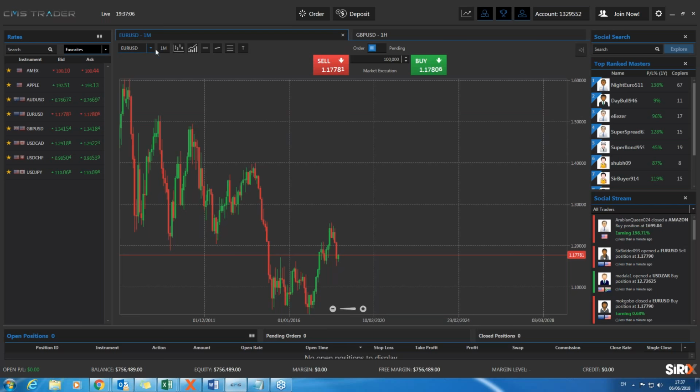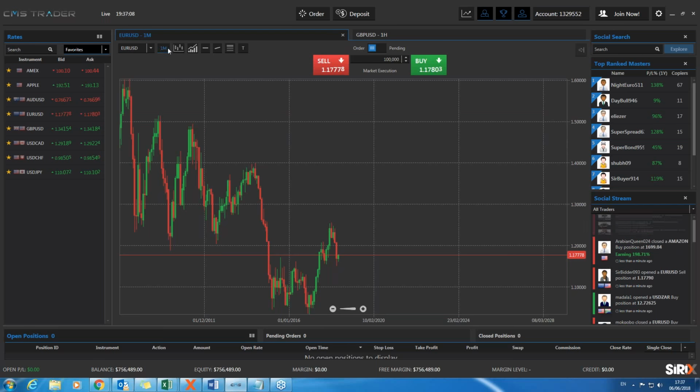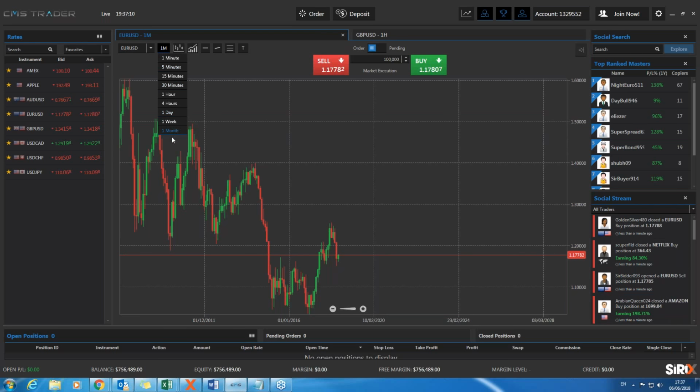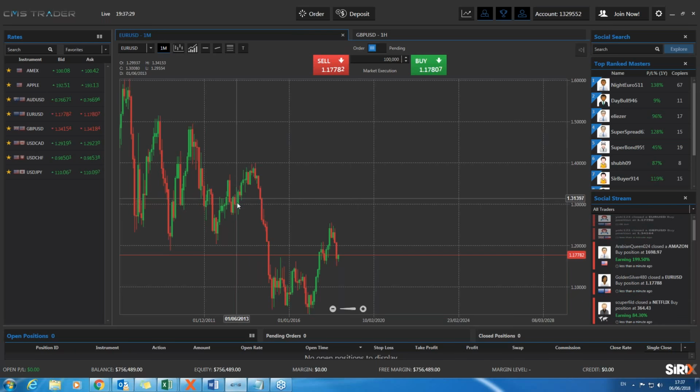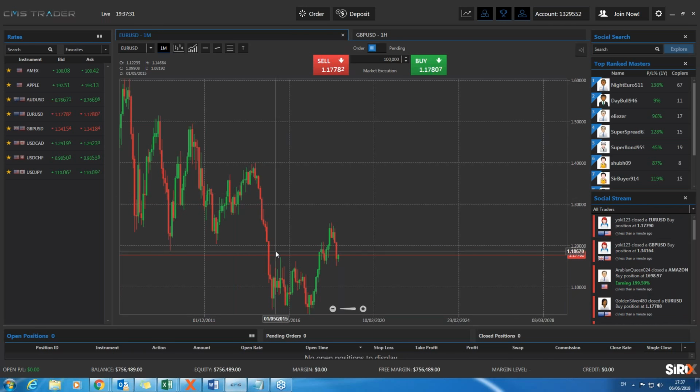The time frame you can see right here on the top next to the asset. There's a drop-down menu where I can choose the time frame from 1 minute to 1 month. This is a 1 month chart, meaning that every candlestick represents a month. If it's red, that means the price went down that month. If it's green, the price went up that month. Very simple to understand, and that's most of what you need to understand.